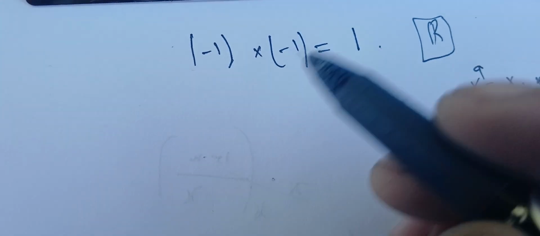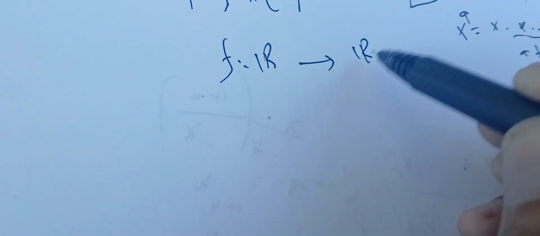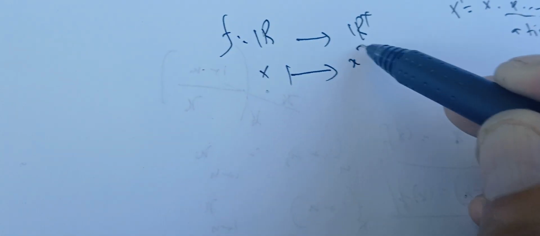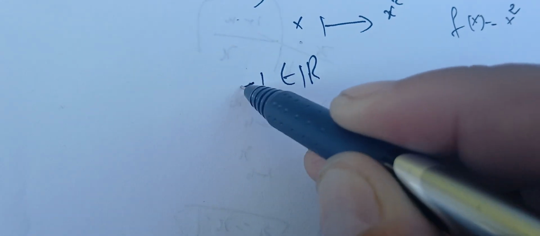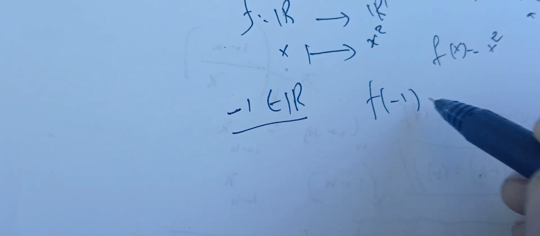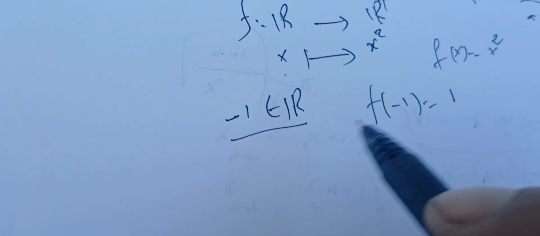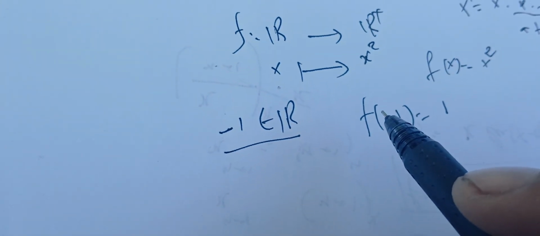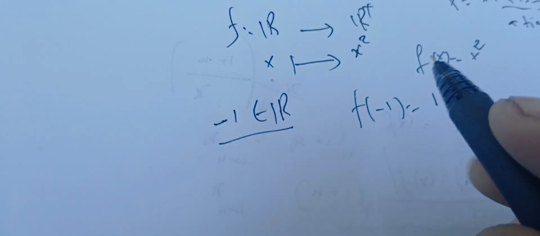We're going to define a function from R onto R plus, such that for each x it associates x squared. So we are defining f of x as x squared. So -1 is in R, it's an element in R. And using this function, we know that f of -1 is just 1.